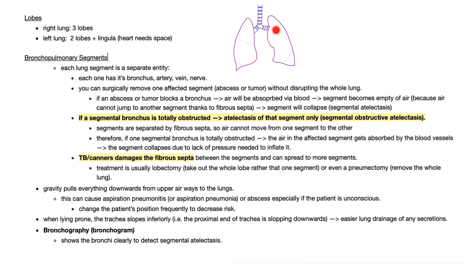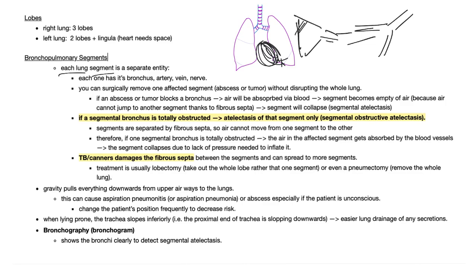As you know, the right lung has 3 lobes, the left lung 2 lobes, and it has a cardiac notch because it has to give place to the heart, because the left ventricle is going slightly to the left. Each lung segment is a separate entity. So here's the main bronchus, and here are some small bronchi, then bronchiole, and then lung segment. Every segment is a separate entity. It has its own bronchus, artery, vein, and nerve. You can surgically remove one segment without disrupting the whole structure of the lung.